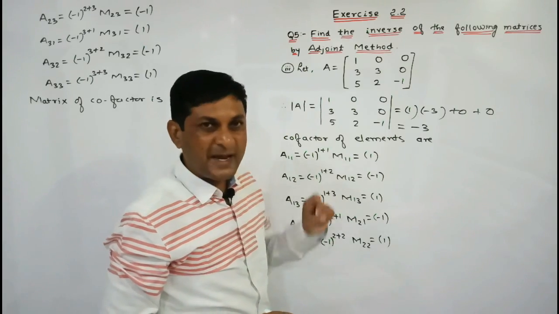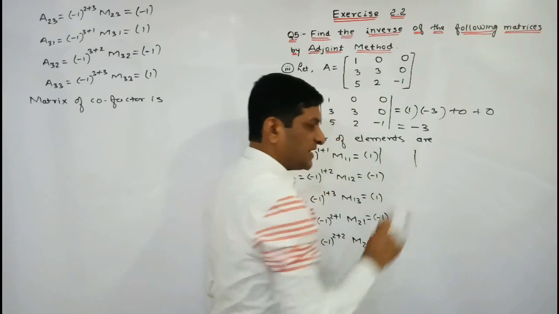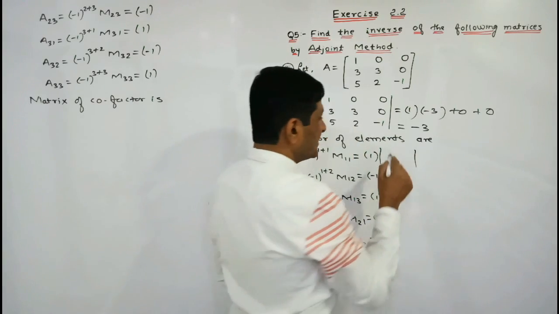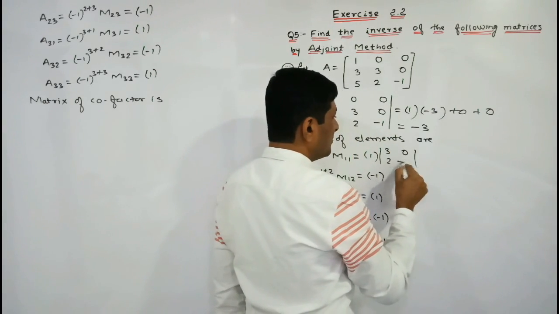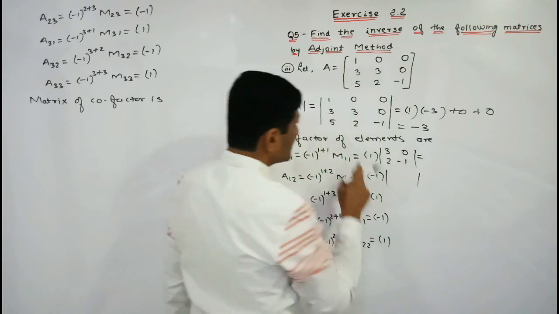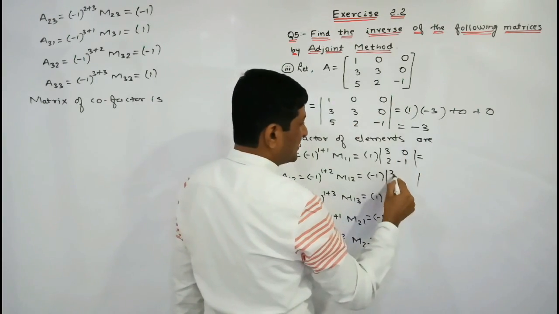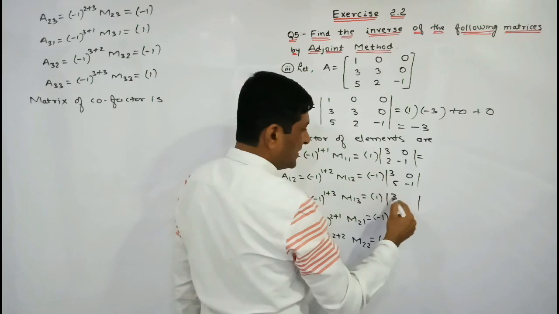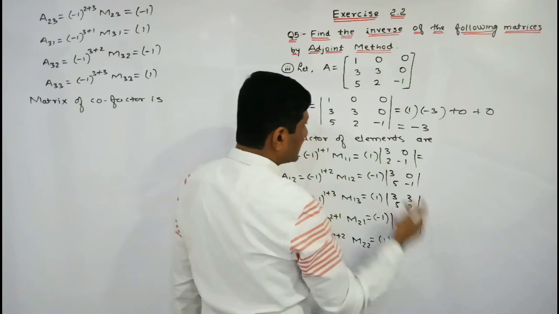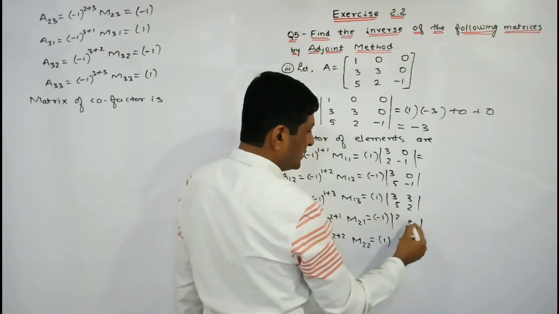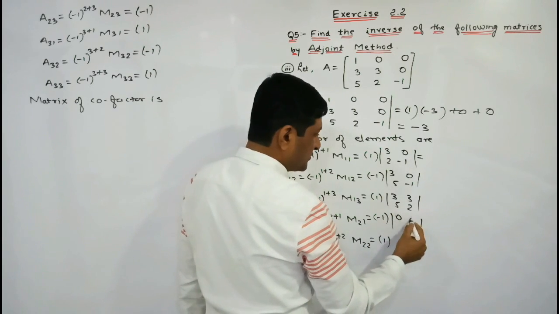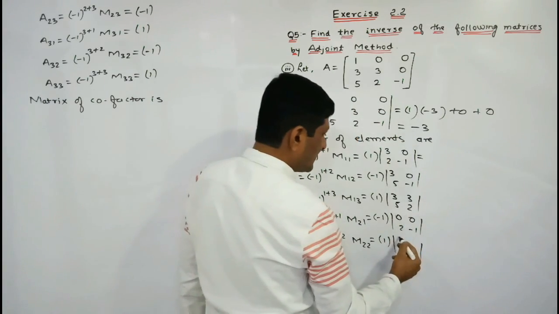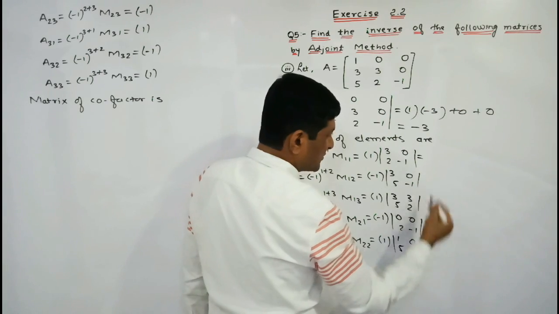Now the value of the first term is known to us. Now we are finding the value of the minor, and we know that the minor is nothing but the determinant. And to obtain the value of the determinant, delete first row first column. First row first column अगर delete किया तो क्या मिलेगा हमें? यहाँ पे 3 0 2 -1. Now here delete first row second column, 3 0 5 -1. Then delete first row third column, 3 3 5 2. Now delete second row first column, 0 0 2 -1. Now delete second row second column, 1 0 5 -1.